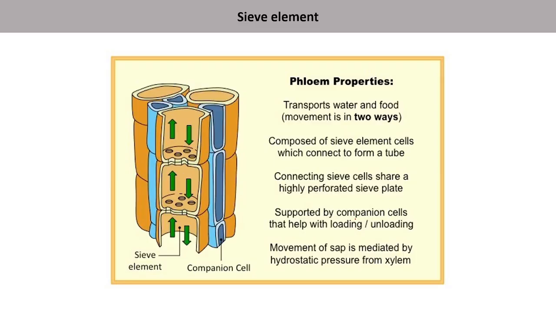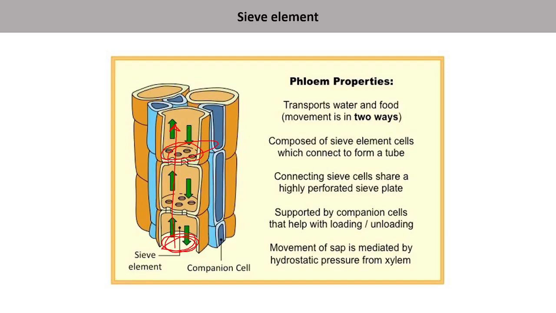Phloem is composed of sieve element cells and companion cells. Sieve elements connect together and form a tube-like structure, and these connecting sieve cells share a highly perforated sieve plate. If you look at this figure, from here to here forms a tube structure, which is called the sieve element, and these are the perforated sieve plates.